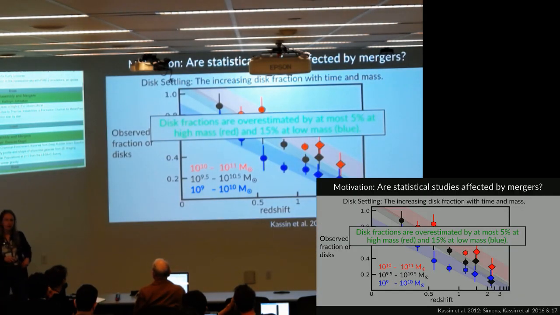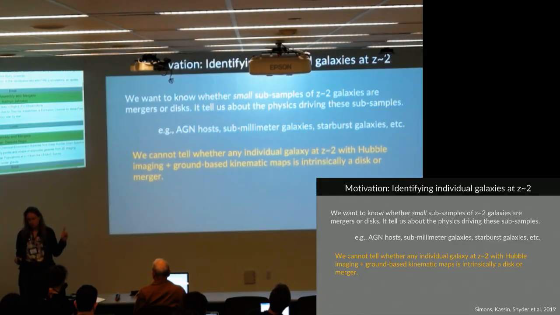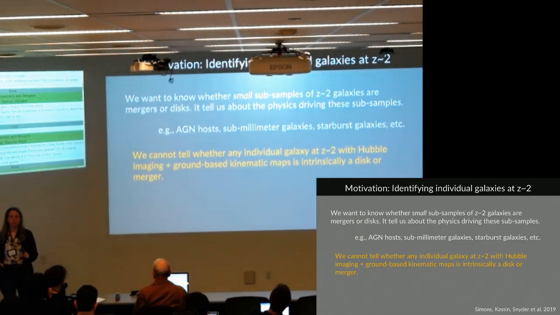So we find that when running the math, the disk fractions are overestimated by almost 5% at high mass. That's the red points. And almost 15% at low mass. And that's being quite conservative. So statistically, the merger rate is just not high enough to really affect a statistical sample. But galaxy by galaxy, you have to be very careful.